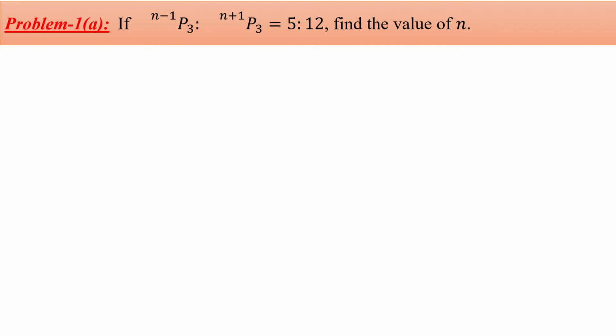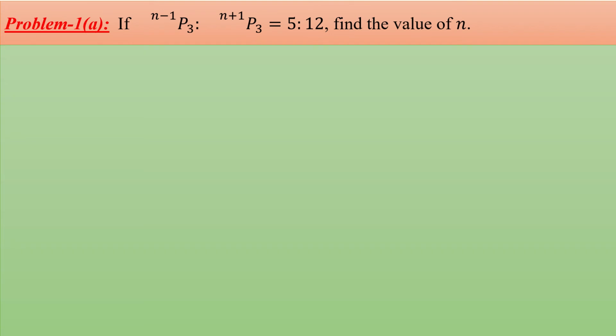Problem 1a. If n minus 1 P 3 is to n plus 1 P 3, this equals 5 is to 12. Find the value of n. Solution. Given that n minus 1 P 3 is to n plus 1 P 3, this equals 5 is to 12.